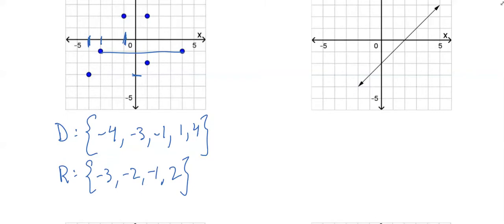So is this a function? No, because I've got 2 x points that are on top of each other. And all it takes is that one. All the other ones are fine, but those two are on top of each other. One's on top of the other. So this is not a function. Okay? Any questions?